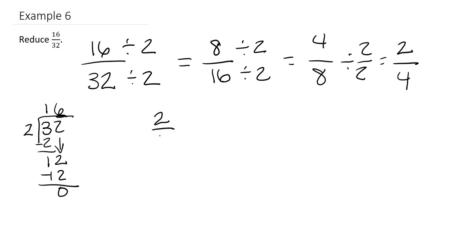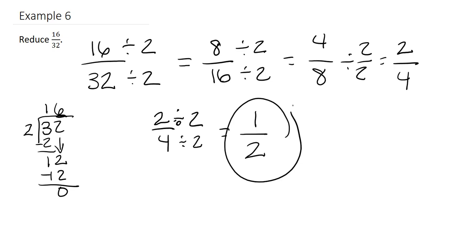So what's 2/4? Well, it's still even, so we can keep reducing. So on the top, let's divide it by 2, and on the bottom, divide it by 2. 2 divided by 2 is 1. 4 divided by 2 is 2. So we're left with just 1/2, and we can't reduce it any further.